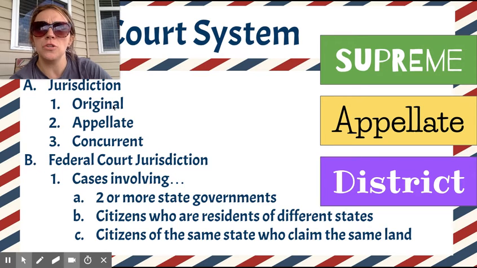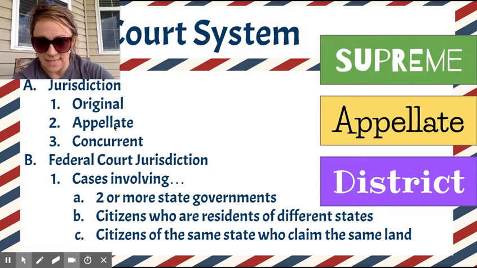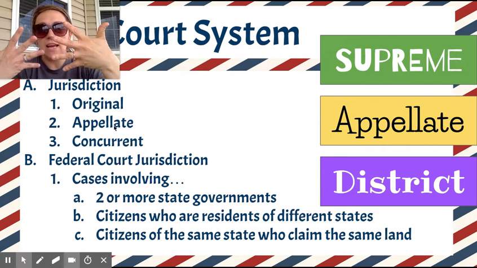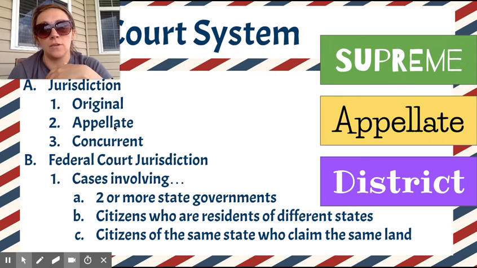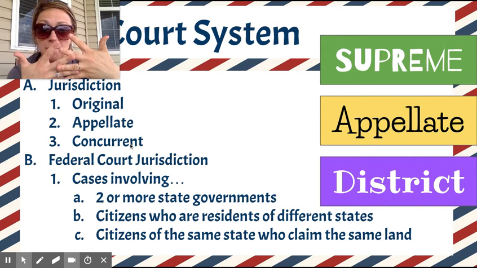If you have original jurisdiction, that means that you have the authority to hear a case the first time that it's presented, okay? If you have appellate jurisdiction, that means you have the authority to hear a case the second time it's presented. And if you have concurrent jurisdiction, that means you have the same ability to hear a case as another court, okay? So we've talked about the term concurrent when we talked about the powers of the state and federal government a couple chapters ago. But original, first time, appellate, second or subsequent times, and concurrent means the same, okay?